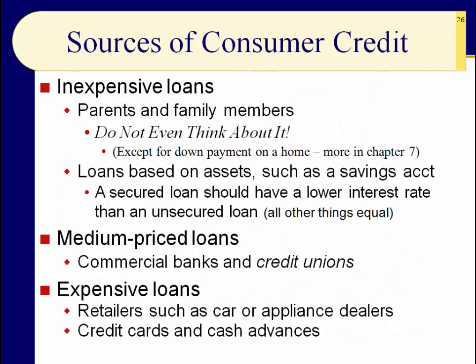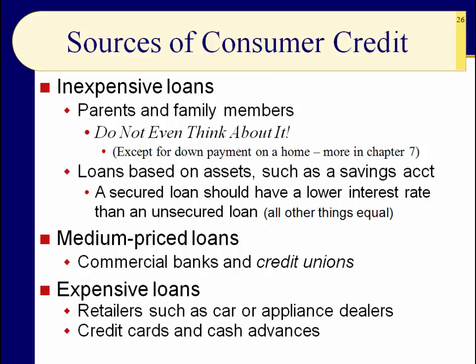Okay? Now, what are the sources of consumer credit? The book lists one of the inexpensive loans as when you borrow from parents and family members. I say don't even think about it. You're seeing those people all the time. There's a relationship with them, so be careful. There might be some cases, maybe if you want money for a down payment on a home, and we will talk more about this in chapter 7, then maybe it's not a bad idea to borrow, but we'll see.